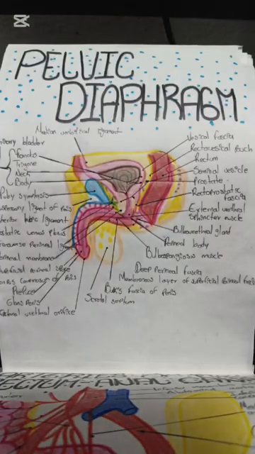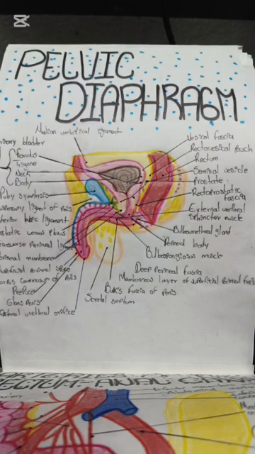Here we have a side view of the male pelvic diaphragm. You can see the urinary bladder, the prostatic gland, and the urethra running through the penis. The bulbospongiosus muscle is involved in erection and the ejaculation. The rectum and the anal canal are located posteriorly.